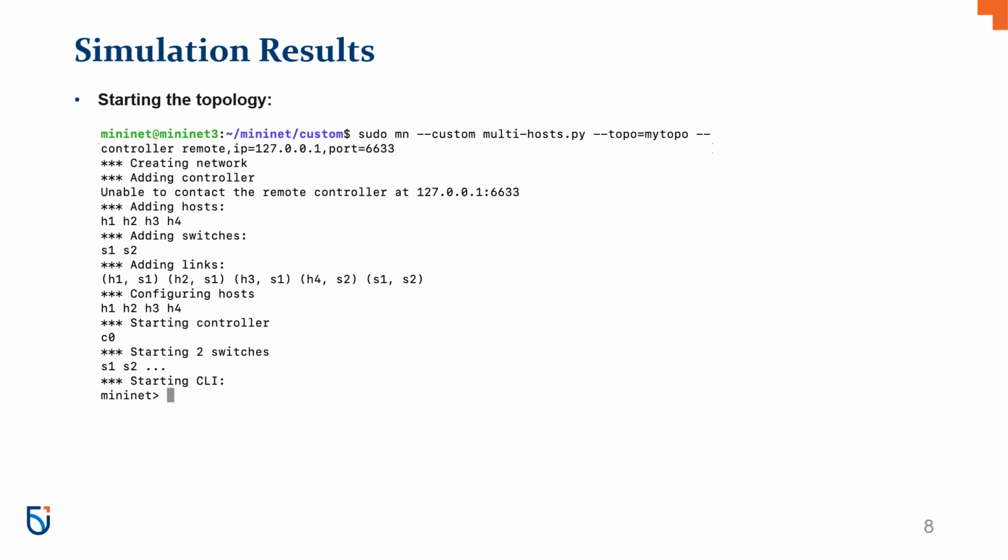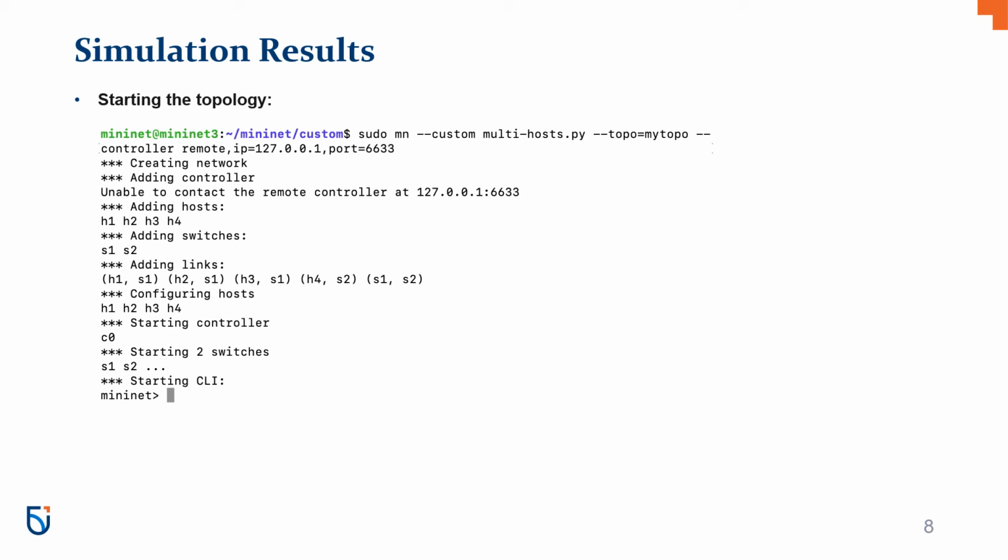To begin with, I'm going to start with the topology. To create the topology, we are using the mn command with the custom option to build the custom topology. The line in the script provides a hook to the mn command that allows it to be imported and the custom topology to be used. The multi-host.py file builds the custom topology with 4 hosts, 2 switches and a remote controller.